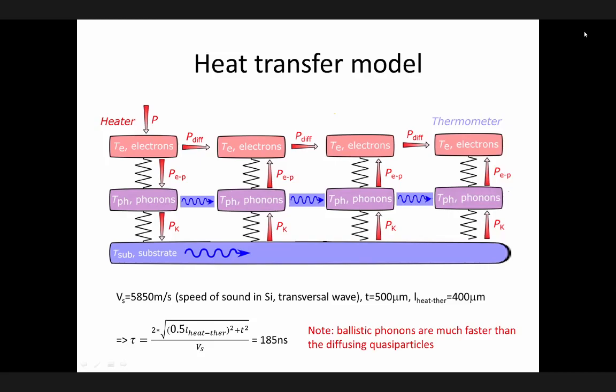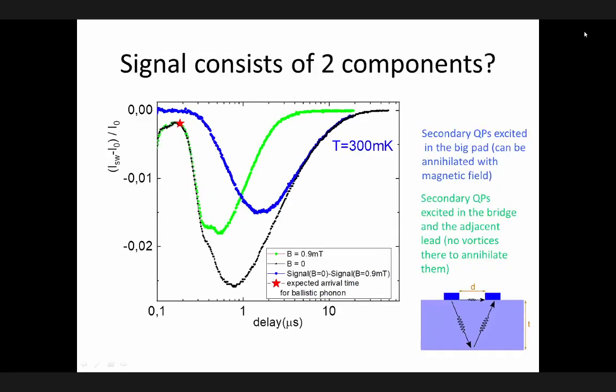If you take the diffusion constant for quasi-particles, for 400 micrometers, the expected arrival time is 16 microseconds. But if you take phonons, which go just here and there, traveling with the speed of sound, then you expect that after 200 nanoseconds you should see the effect. This calculation I put here: 200 nanoseconds. This corresponds to the onset of the signal.